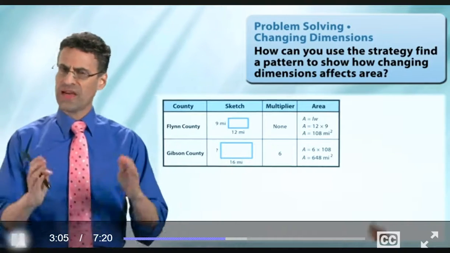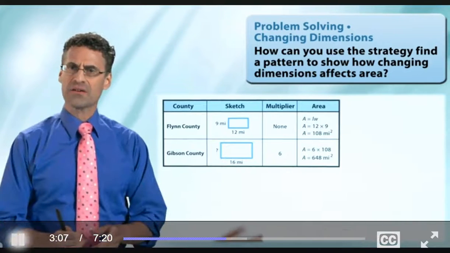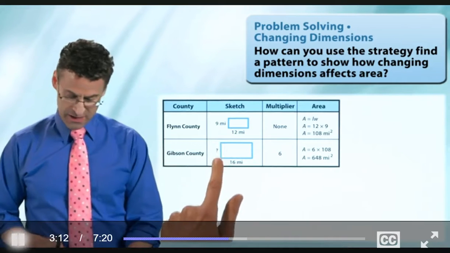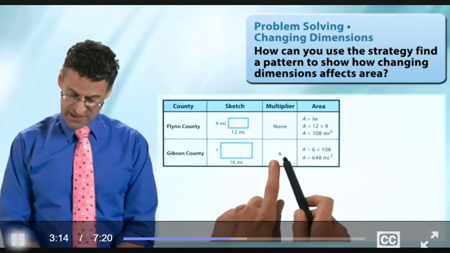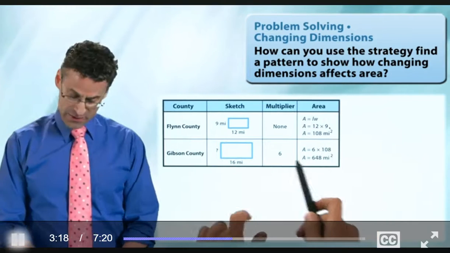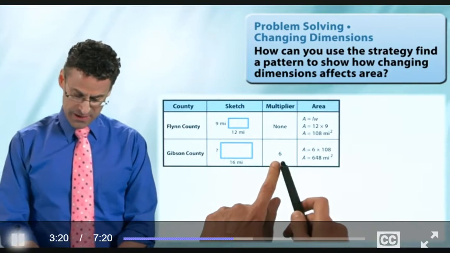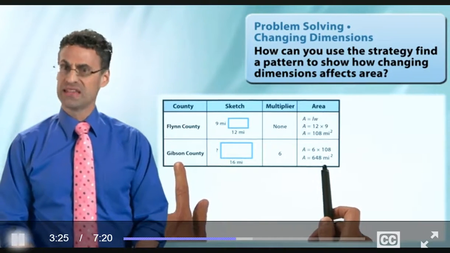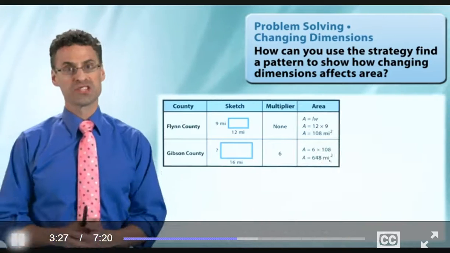Okay, so now that's the information we have. What's the question? The question is, what's the width of Gibson County? Now notice that in this information we did have to figure out the area of Flynn County, but that's not so hard now. And then we had to multiply that area by 6 in order to find out the larger area of Gibson County. But we did that. So now all this information is ours to use.